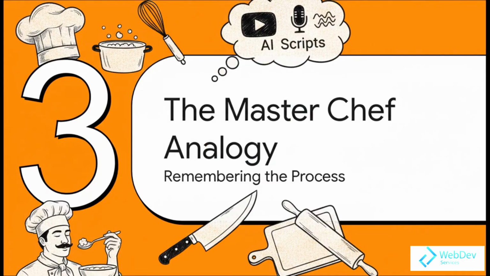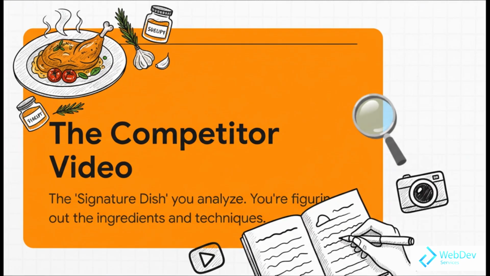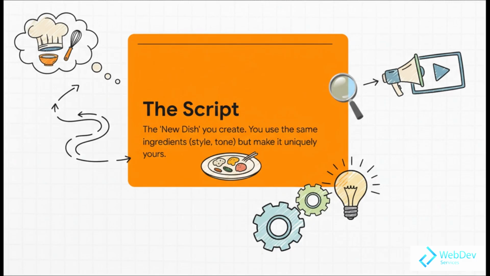I know this might feel like a lot to remember, but don't worry. I've got the perfect analogy that's going to make this whole thing click into place for you. The Master Chef. Okay, so think of a competitor's viral video as the signature dish from a world-famous restaurant. You're not trying to steal it. You're just asking your apprentice, in this case ChatGPT, to taste it and figure out the core ingredients that make it so unbelievably delicious. Then, you use that analysis to create your script, which is your new dish.